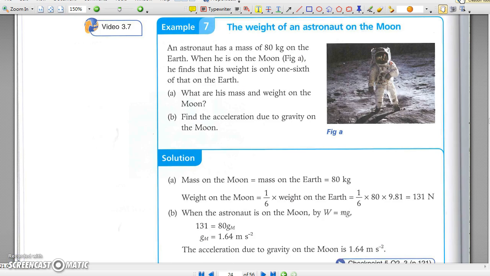In example 7, we investigate the weight of an astronaut on the moon. Try to see whether you can figure out the answer before you read the solution.